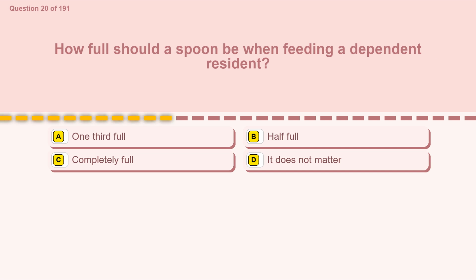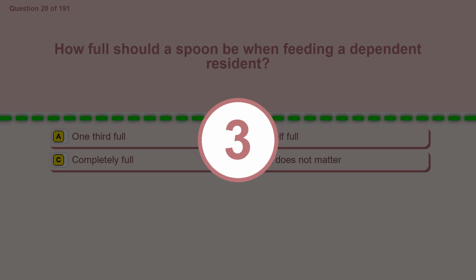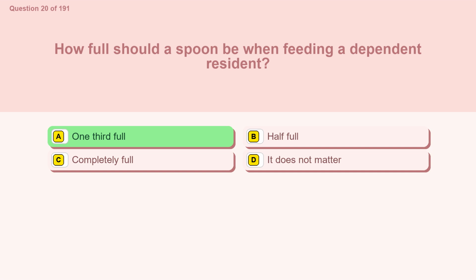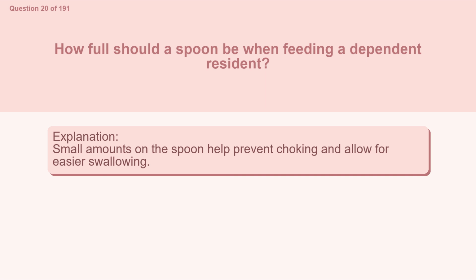Option A, 1/3 full. Option B, half full. Option C, completely full. Option D, it does not matter. The correct answer is option A, 1/3 full. Small amounts on the spoon help prevent choking and allow for easier swallowing.